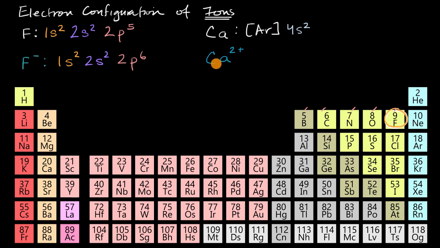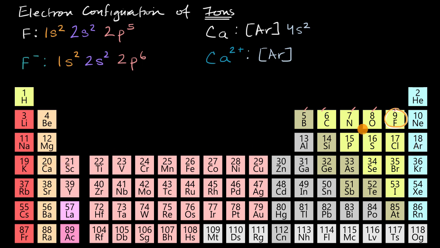Now, what do you think is going to happen if we were to lose 2 electrons? Well, those 2 electrons in that 4s subshell, in that 4th shell, are going to go away. And so the electron configuration here for calcium with a positive 2 charge, this calcium cation, is going to be the electron configuration of argon and no 4s2. So it's actually going to have the exact same electron configuration as argon.